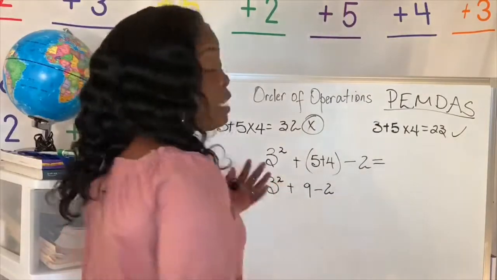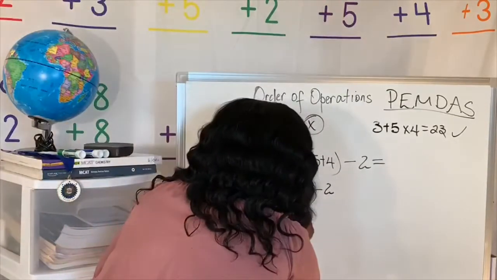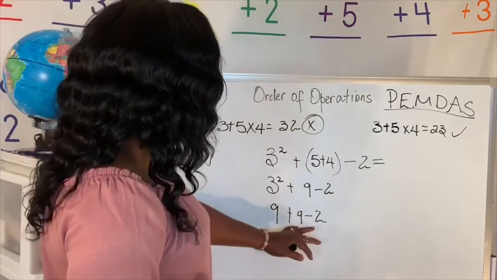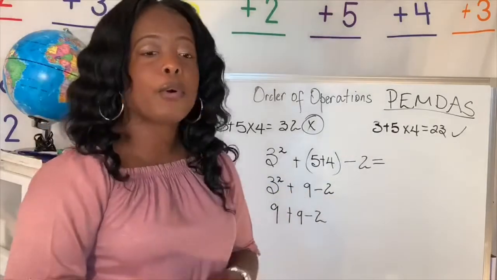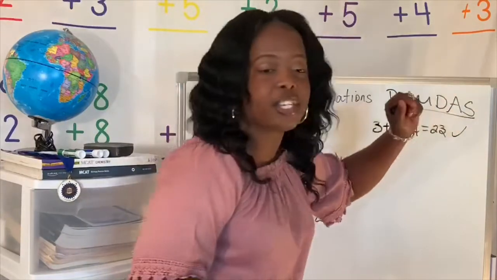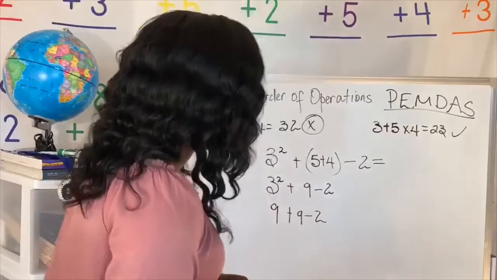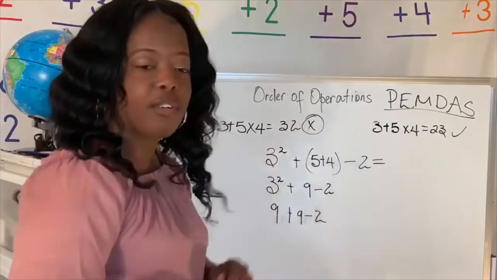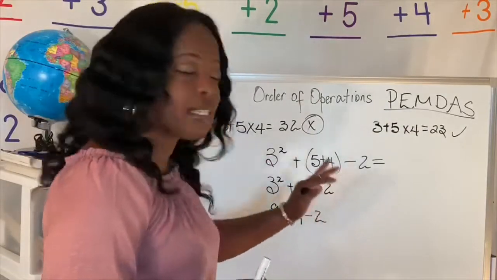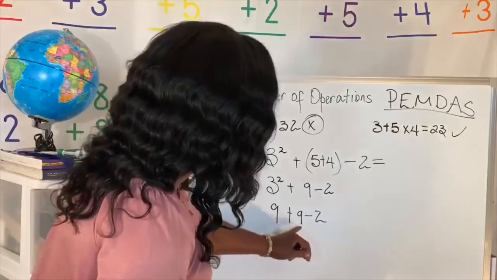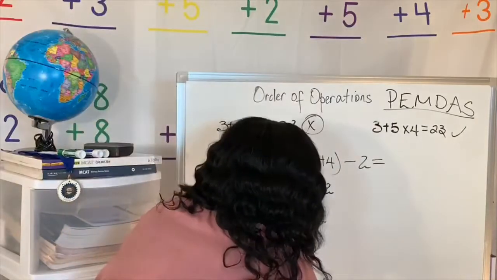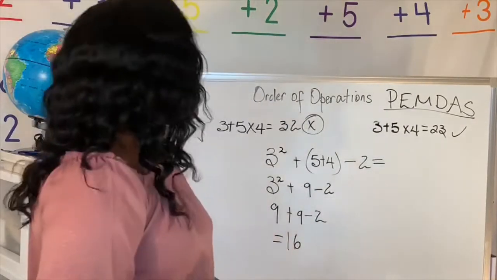So 3 squared, or 3 times 3, gives us 9 plus 9 minus 2. So now we're left with 9 plus 9 minus 2. If you recall, according to our acronym PEMDAS, or order of operations, addition and subtraction have the same importance. So therefore, we're just going to go ahead and add and then subtract. We don't have to do subtraction first. We can just go ahead and proceed according to the problem. So we have 9 plus 9, which is 18, and 18 minus 2 gives us 16. So our final answer would be 16 for this problem.